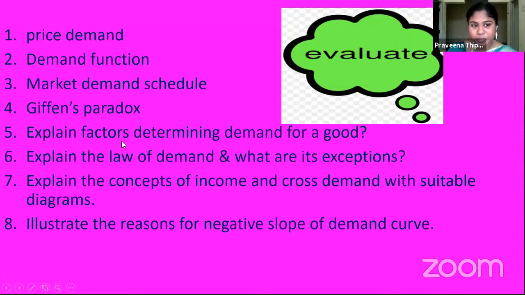Then explain the factors determining demand for a good, explain the law of demand and what are its exceptions, explain the concepts of income and cross demand with suitable diagrams, and illustrate the reasons for negative slope of demand curve. So children, these all 4 questions will come for 5 marks in your IP.